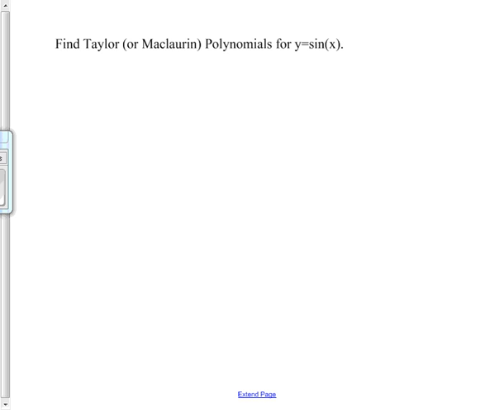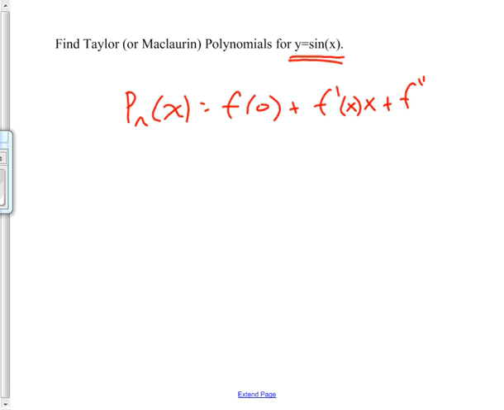So let's do another example around y equals sine x. Very quickly we can generate p sub n of x. It equals f of 0 plus f prime of 0 times x plus f double prime of 0 over 2 factorial x squared plus f triple prime of 0 over 3 factorial x cubed plus dot dot dot. So what we need to do is find some of our initial values. Let's go ahead and do that.